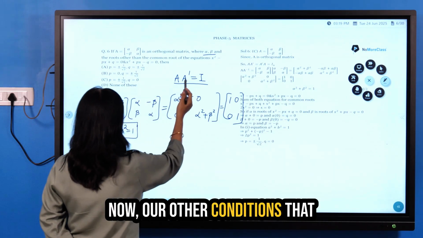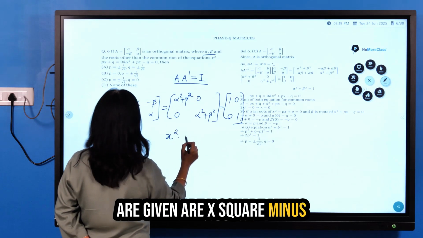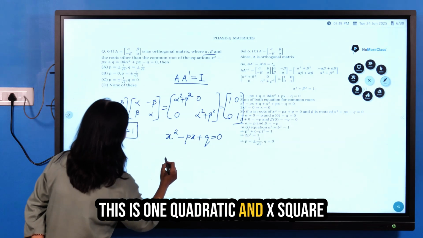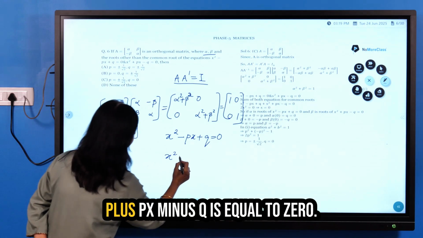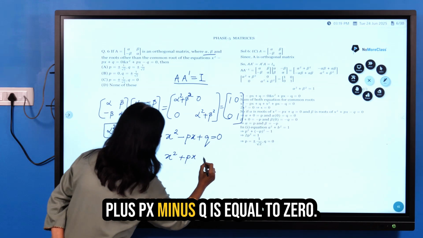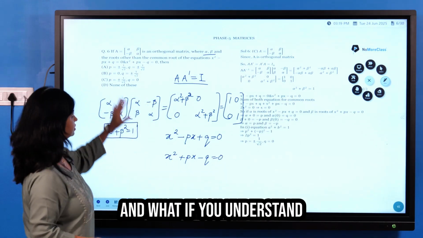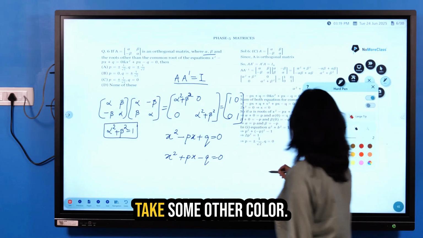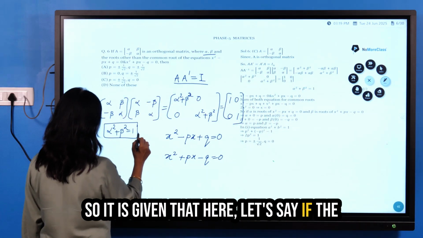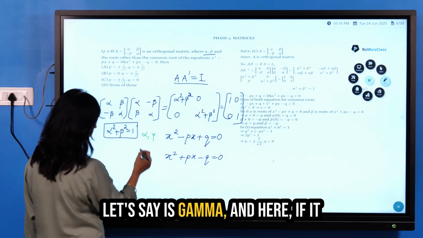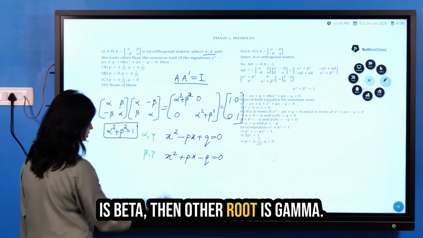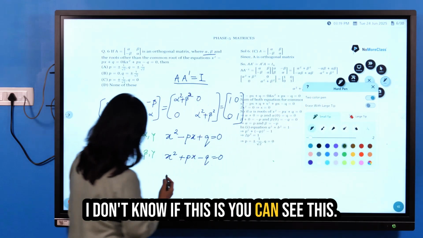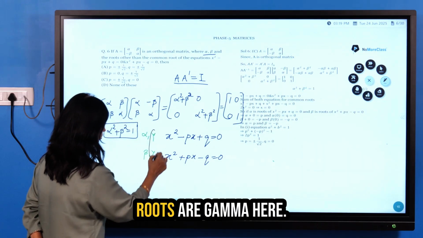Now our other conditions that are given are x squared minus px plus q is equal to 0. This is one quadratic. And x squared plus px minus q is equal to 0. And if you understand what is given to us, let's say in the first the root is alpha and the other root is gamma. And in the second, if it is beta, then the other root is gamma. So now the common root is gamma here.